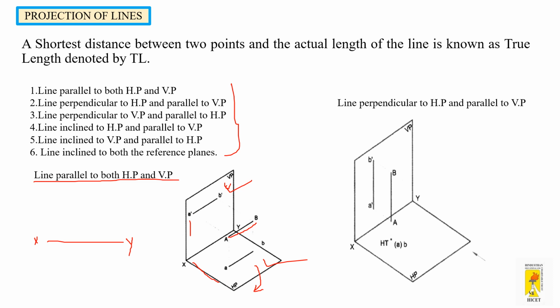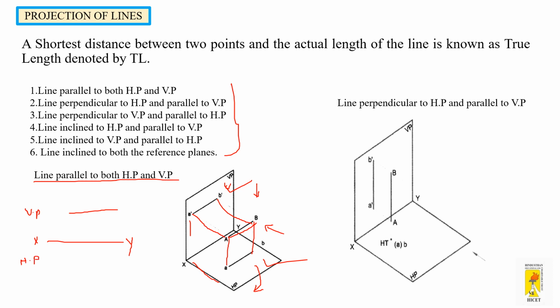The line which is in between VP and HP, if it is seen from the front side, the front view will be projected on the VP. And if the line is seen from the top, the top view will be projected on the HP, that is the horizontal plane. So if you represent this 3D drawing in 2D, you will get the front view at the top, that is at the VP, and the top view on the HP.